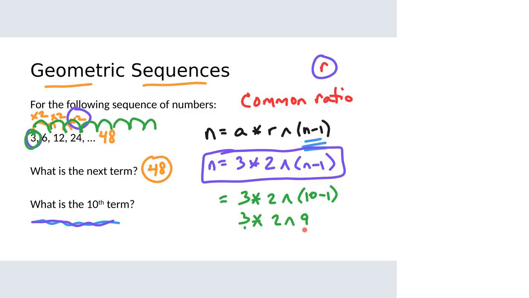And so 2 raised to the 9th, oops, wrong button, give me just a minute. 2 raised to the 9th is 512. So you have 3 times 512, or 1,536. And if you listed those out to the 10th term, you'd get 1,536.